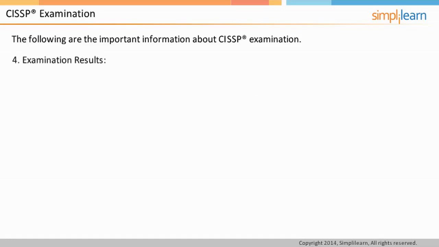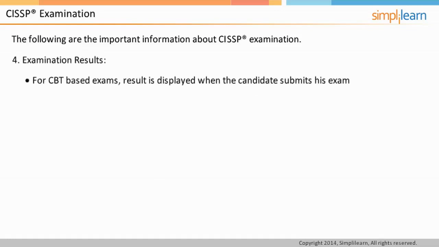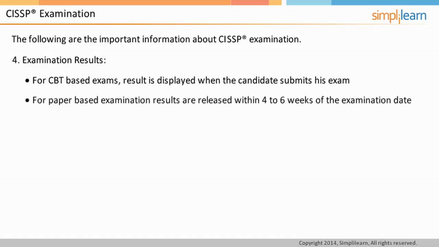Examination results. For computer-based testing, or CBT-based exams, the result is displayed once the candidate submits the exam. For paper-based examination, results will normally be released via email within 4 to 6 weeks of the examination date. A comprehensive statistical and psychometric analysis of the score data is conducted prior to the release of scores.